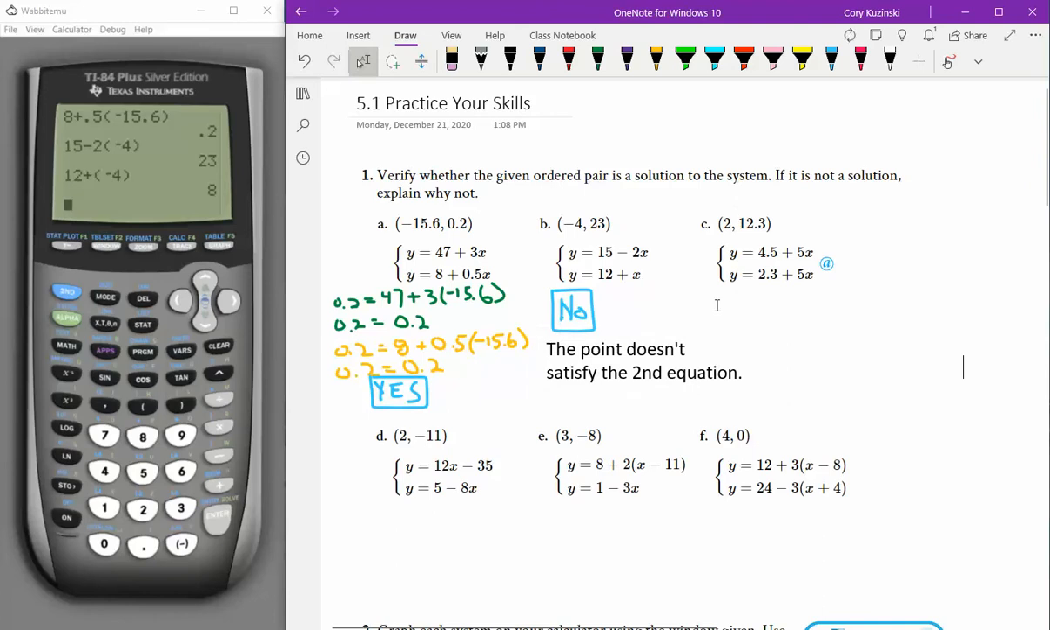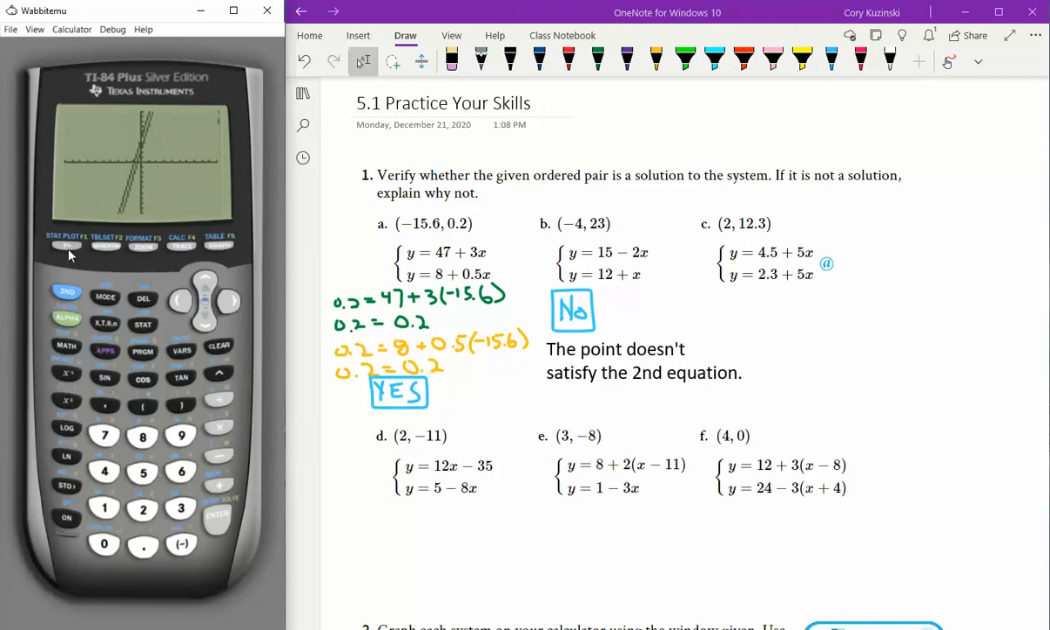All right, we go over to this one. Let's go to the y equals button. Try it a different way here. We'll go 4.5 plus 5x, and then we'll do the second equation, 2.3 plus 5x. Well, how could this possibly be true? These both have the same slope with a different y-intercept. They're never going to cross each other on a graph.